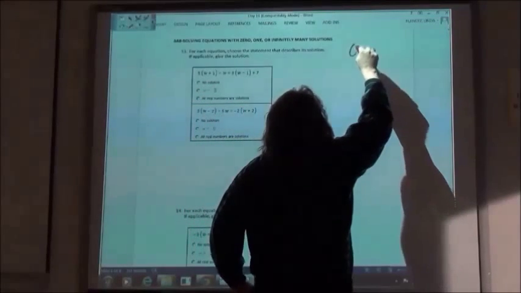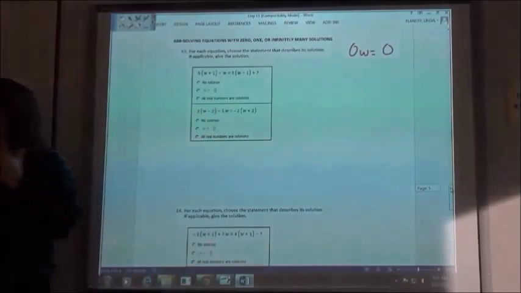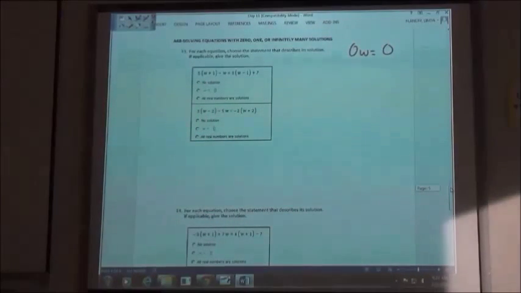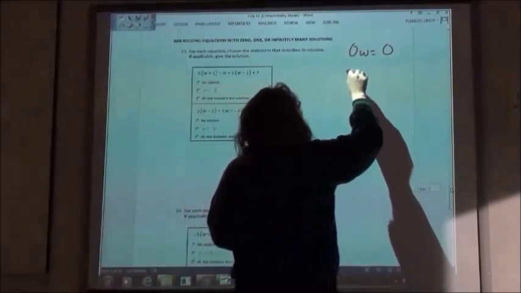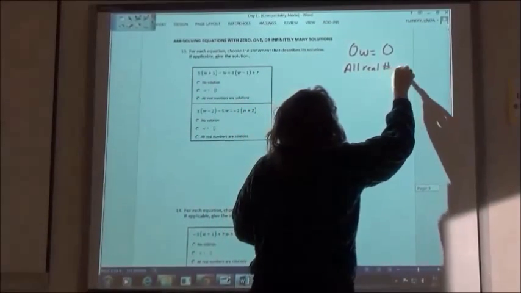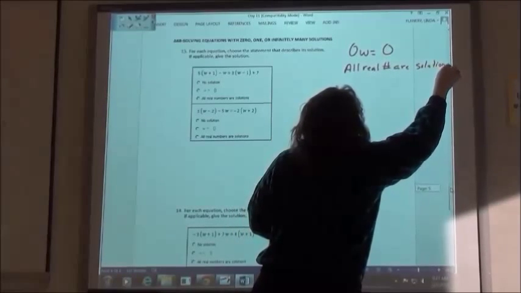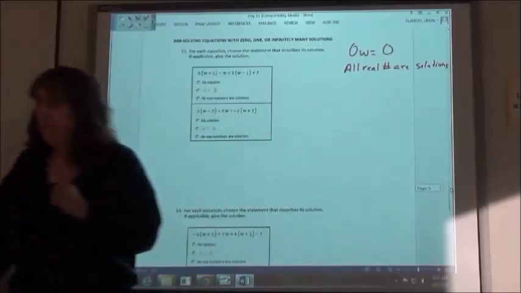If we get 0w equals 0, 0 times every number in the world is always 0, right? 0 times 1 is 0, 0 times 5 is 0. That's when we pick all real numbers are solutions, because I could put any number in and have that be a true statement.